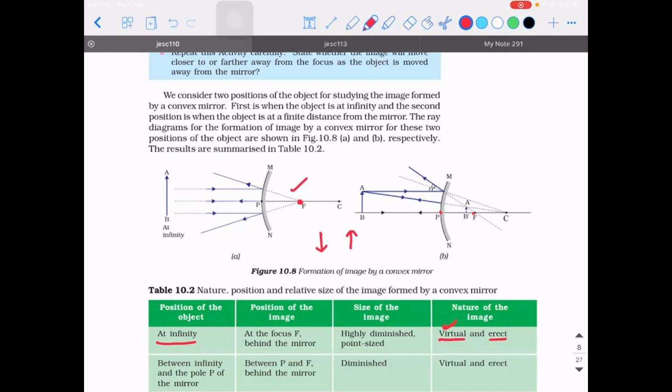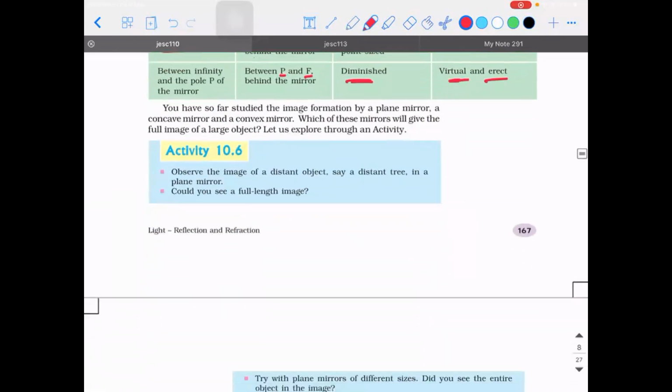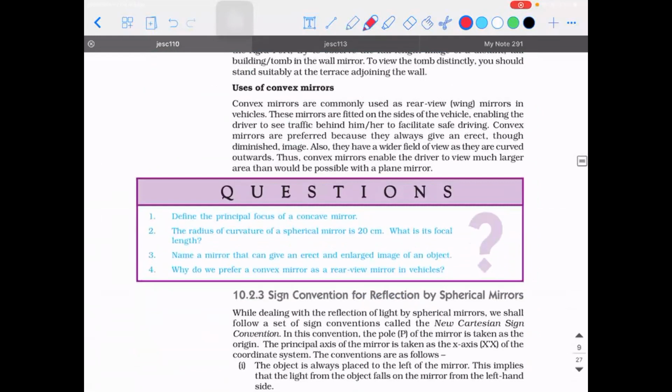Is it virtual or real? Virtual is always erect, real is always inverted. Next, similarly, the image is formed between the pole and the focus behind the mirror. It is diminished, but not highly diminished. It's the same thing: virtual and erect. I hope that makes sense.